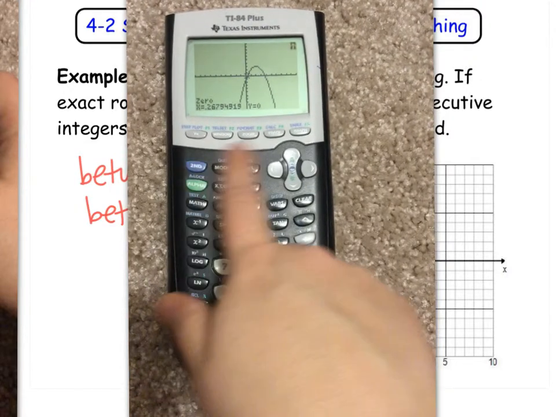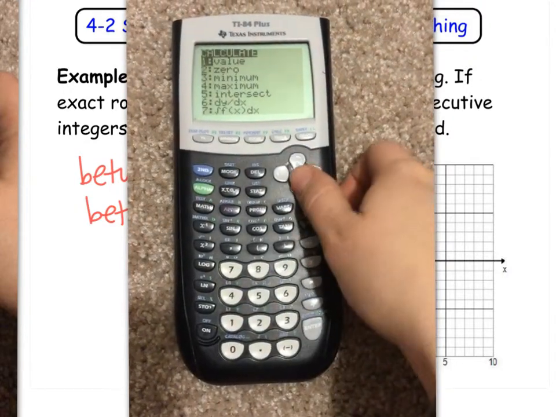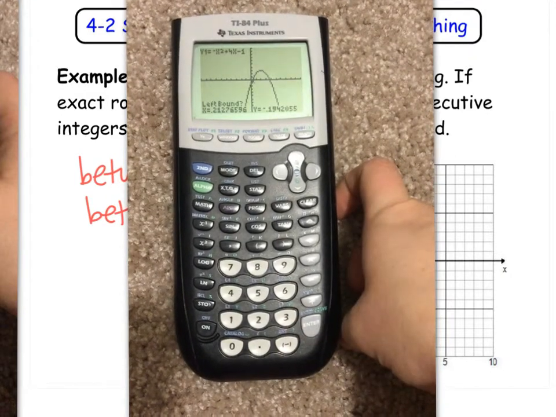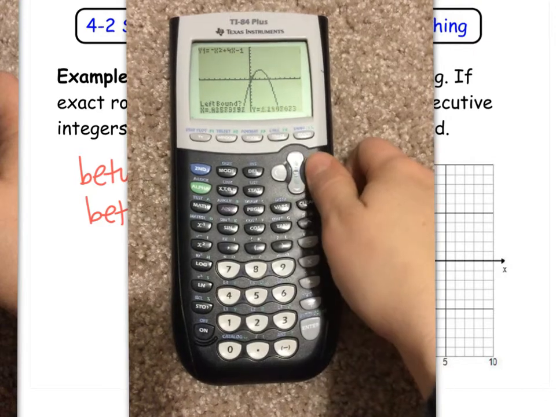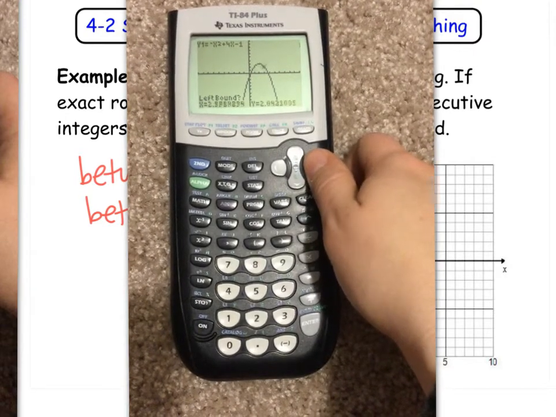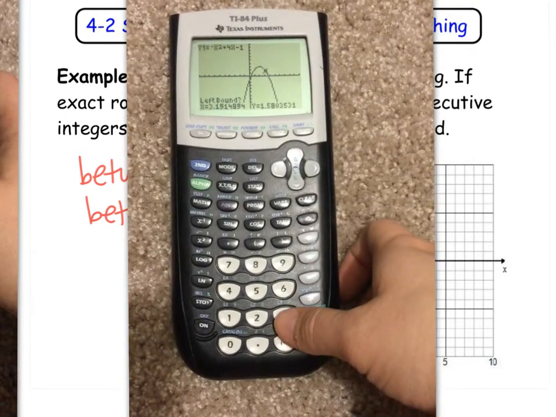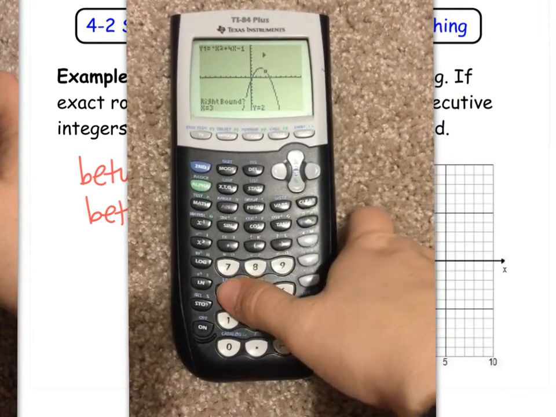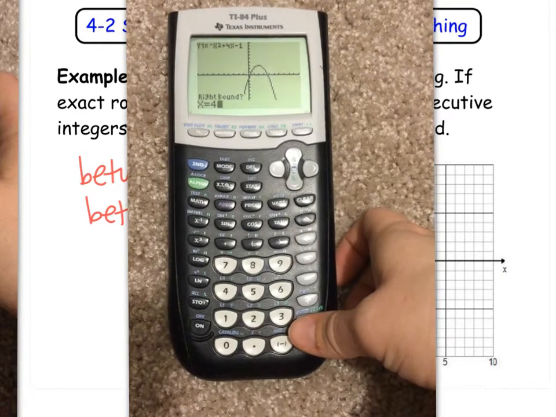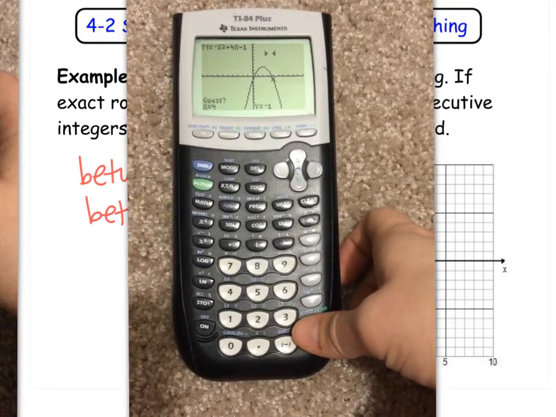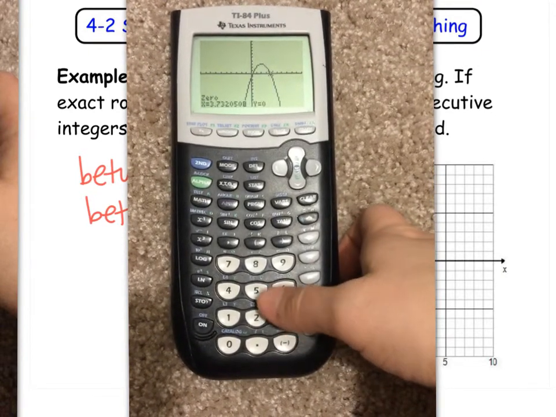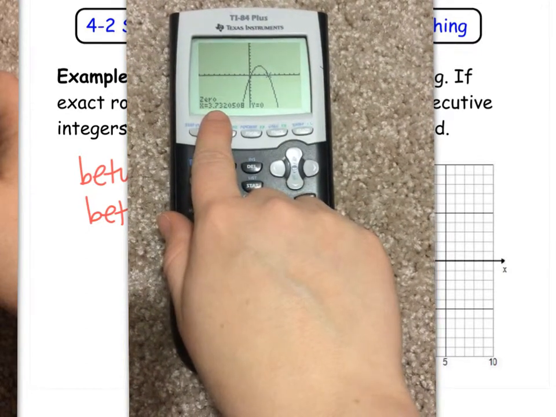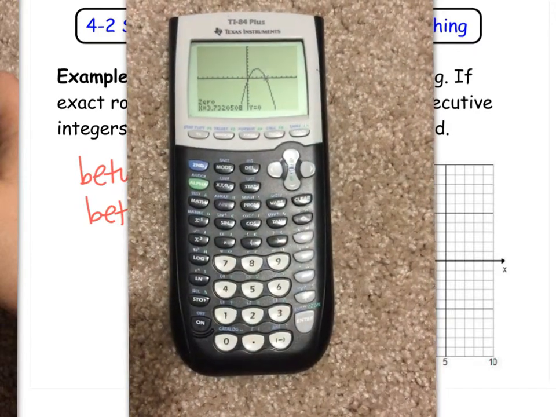So to find the other one, go back to second calc. And again, number 2. Oops. And then left bound. So again, you can drag your cursor over here to the left of the point and do it. Or we know it's between 3 and 4. So we can do 3, enter. And then stop looking at x equal to 4 because I know it's not past there. So hit enter. You want it to guess, so hit enter again. And then your other answer that makes y equals 0 is 3.73. So those are your two answers.